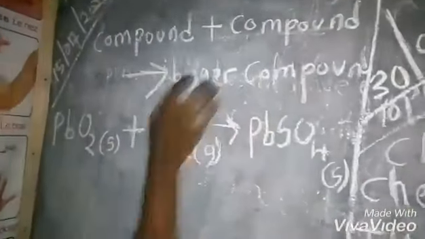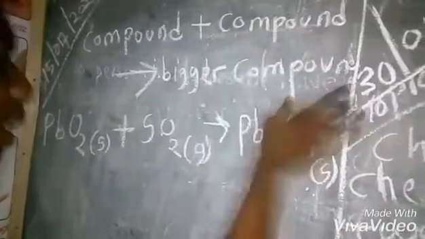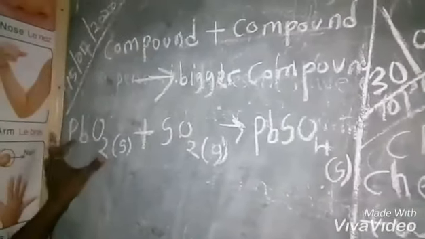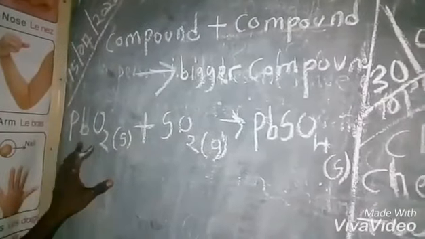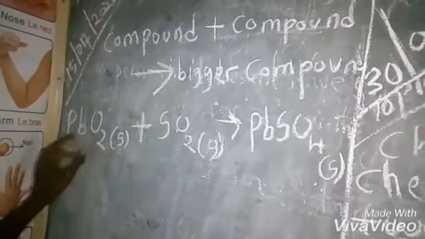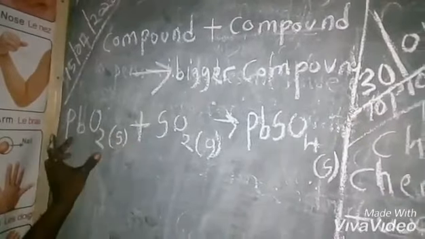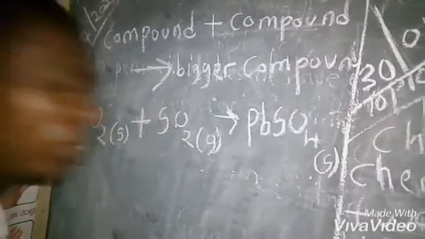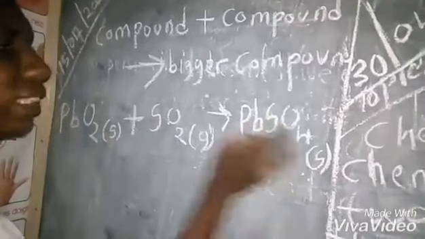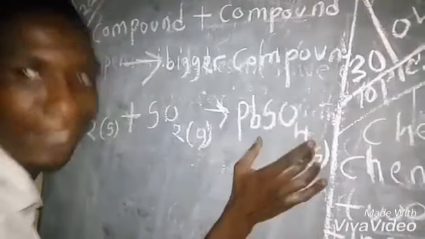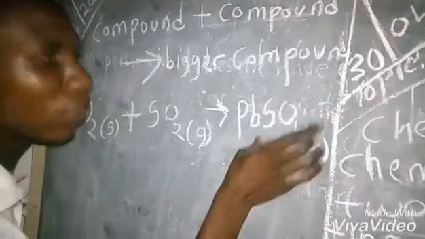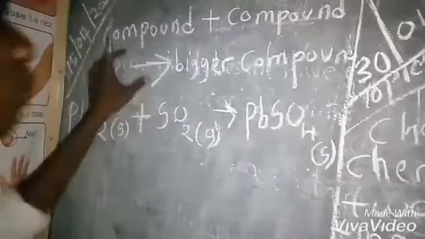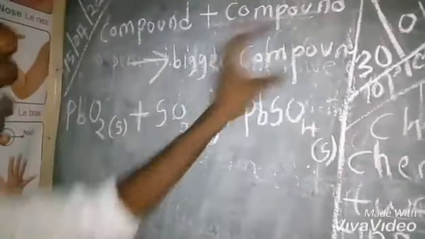Or you can also say the reaction between two compounds will give us a bigger compound. For instance, we have lead 2 oxide here. Lead 2 oxide is also a compound, a combination of two elements like lead and oxygen. So the reaction of lead 2 oxide with sulfur 4 oxide will give us the compound lead tetraoxosulfate 6. That is our product here. I said compound plus compound will give us a bigger compound.